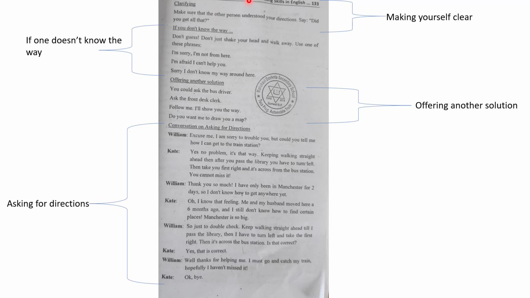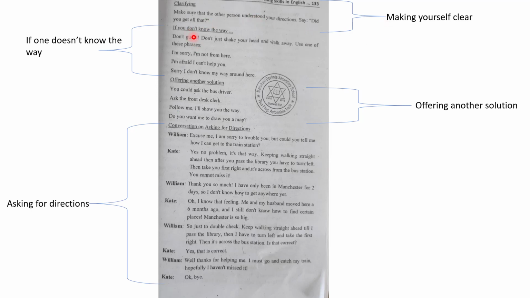And the next thing is clarifying yourself, making yourself more and more clear. Make sure that the other person understood your direction. Say, did you get all that? For example, if you tell all the directions to get into Mahagam Deputa school, then at last you might as well ask them, did you get it properly, or do you want me to make it more clear to you?